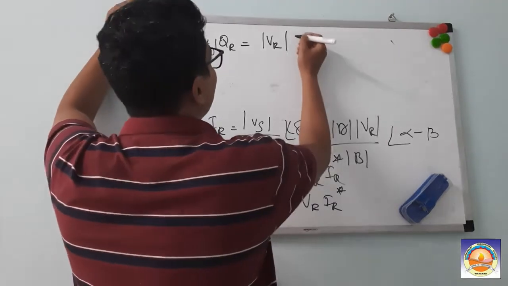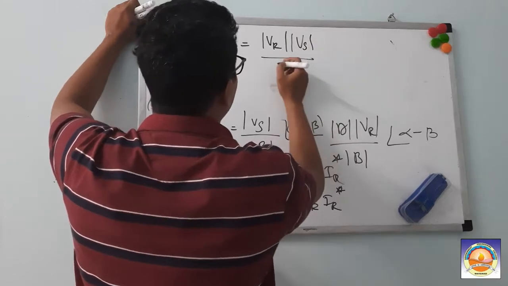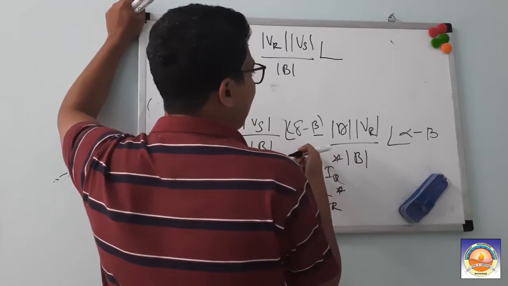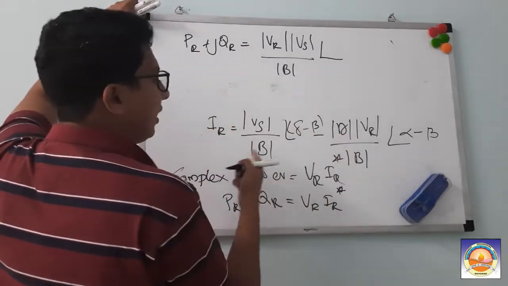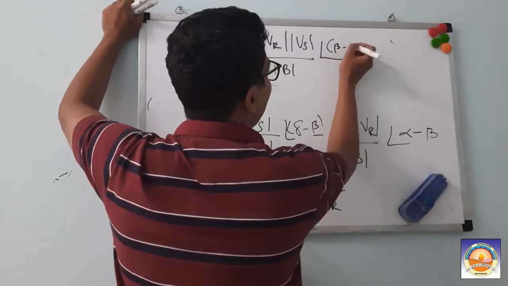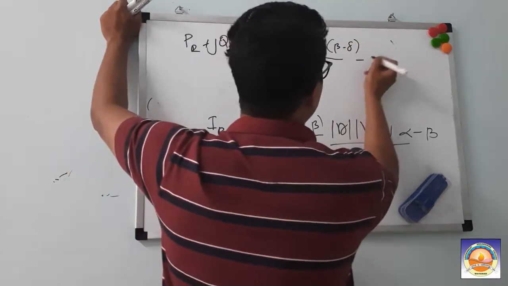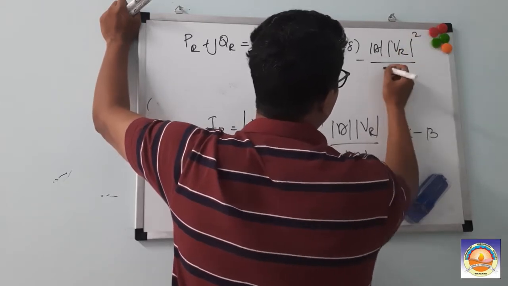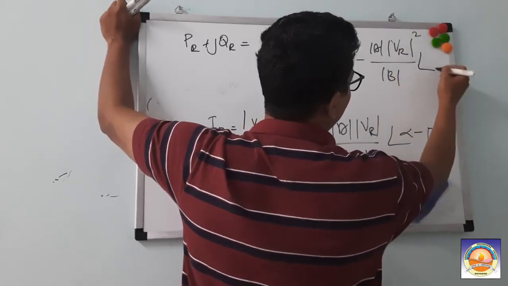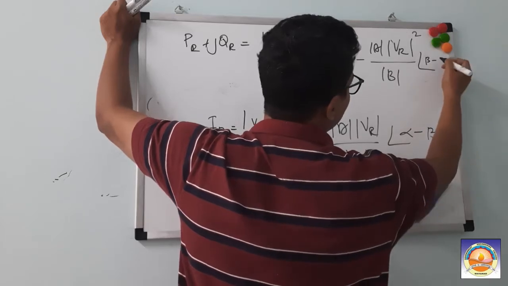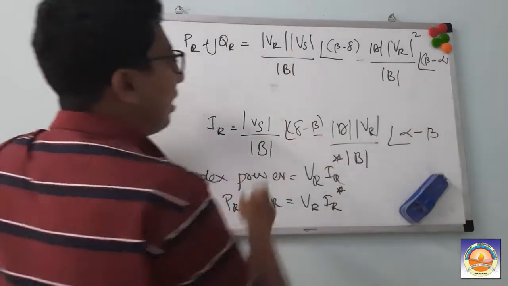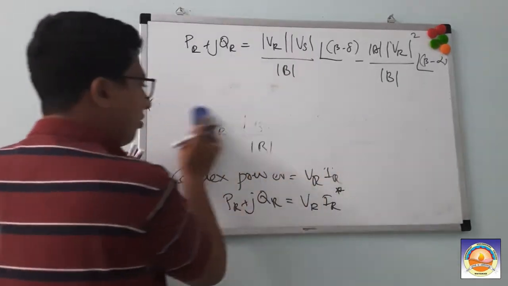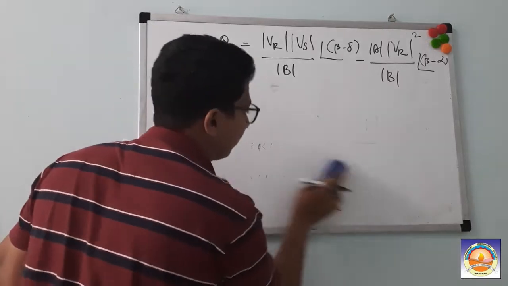So VR into Vs divided by B. What is the angle? Really it is delta minus beta, but once we take the conjugate of that, it will become beta minus delta, minus modulus of A. VR has come twice, so A VR square by B. The angle will become the inverse of that, so beta minus alpha. Here you have beta minus delta, and there you have beta minus alpha. So this is the equation for power.